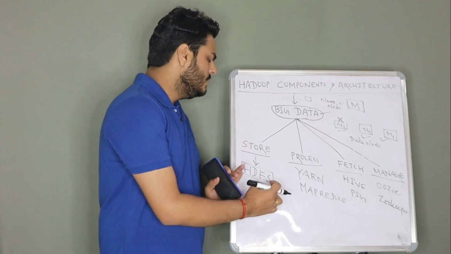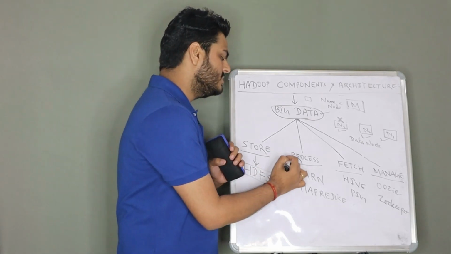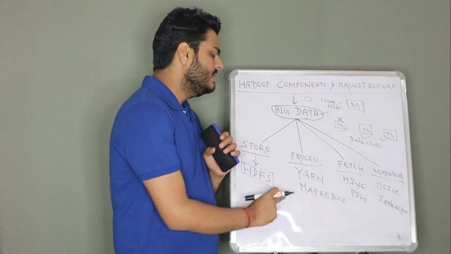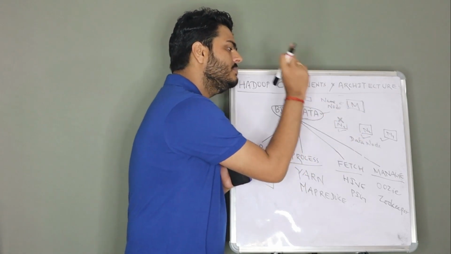That is at high level what is HDFS and how it works. Okay, now come to data processing. What is data processing and how it works? What is YARN? Now I told you guys, data is stored here and this is the name node.